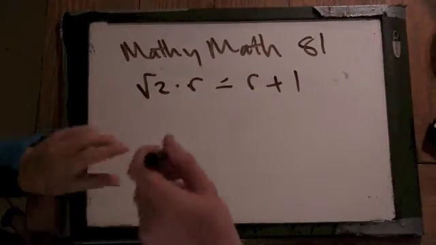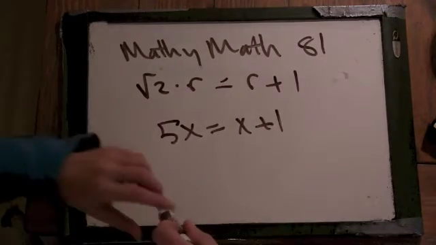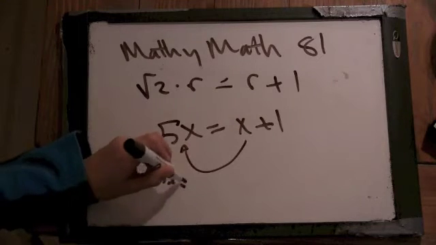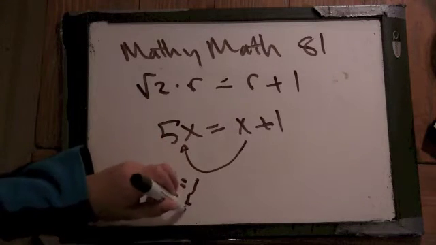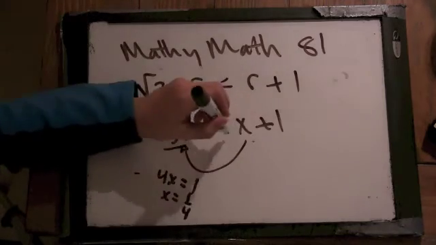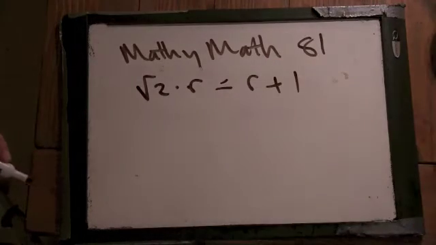How would you solve this equation? 5x equals x plus 1. Well, I'd do the same thing. How come you didn't square both sides? You still have nice integer values for the coefficients. Okay. You see any other way you could solve this equation?